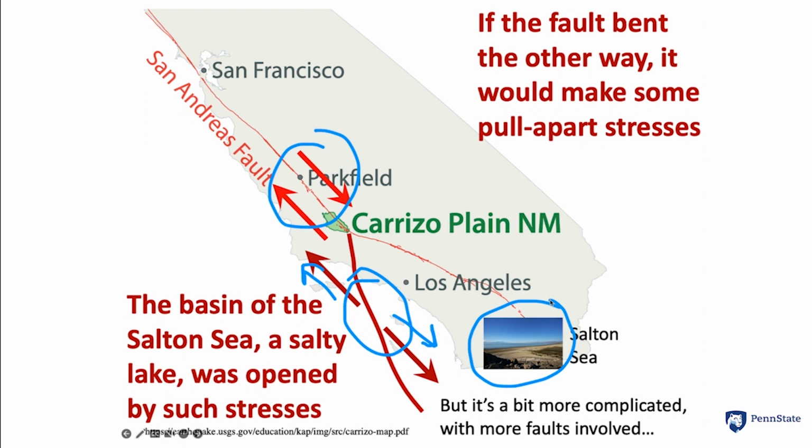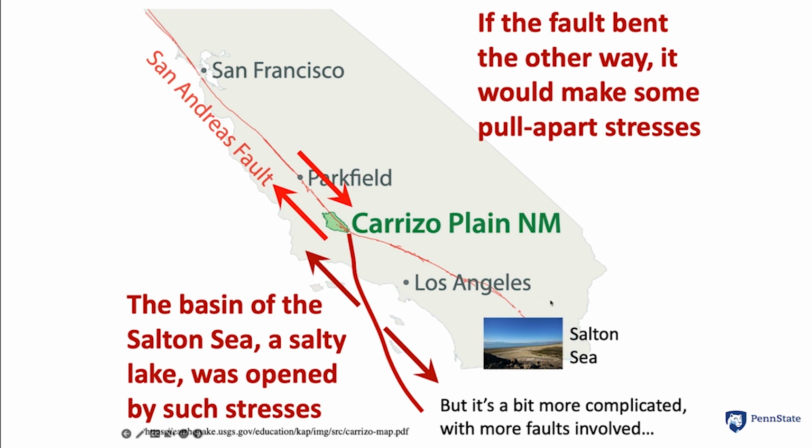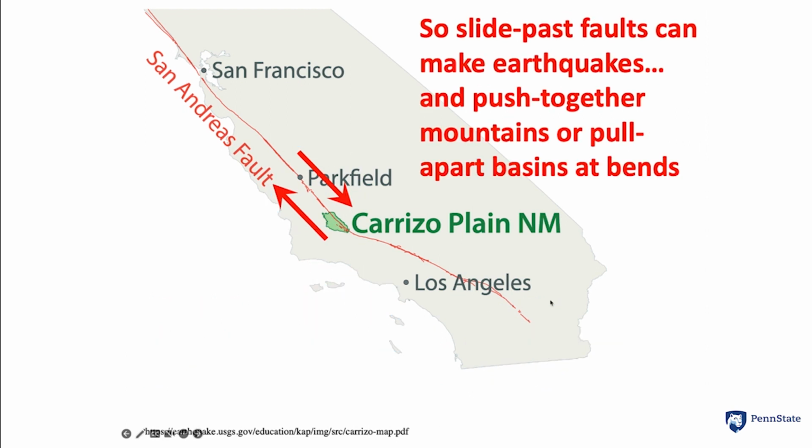This one's from the interaction of a couple of faults. It's a little more complicated, but it is possible to have pull apart with a bend one way or to have push together with the bend the other way. And so what do we see? Slide past faults can make earthquakes like the San Andreas, but when they bend, they may cause push together that helps to make mountains, or they may cause pull apart that helps to make basins.